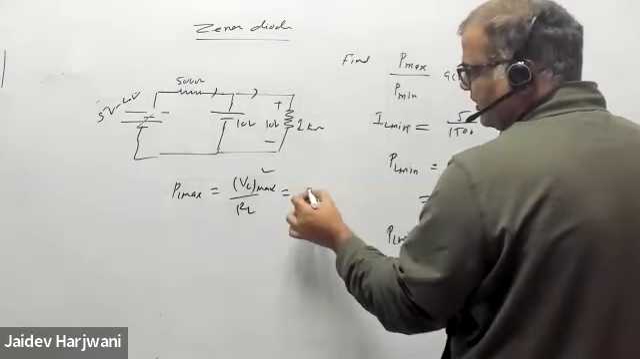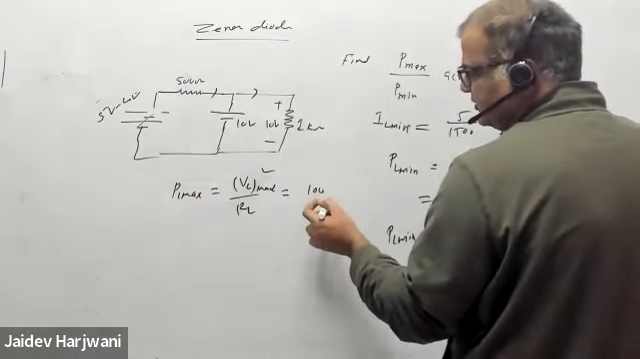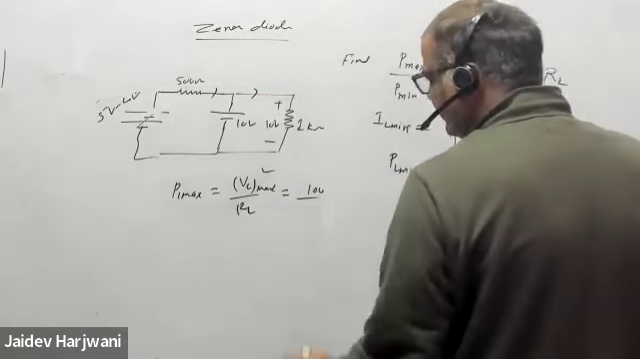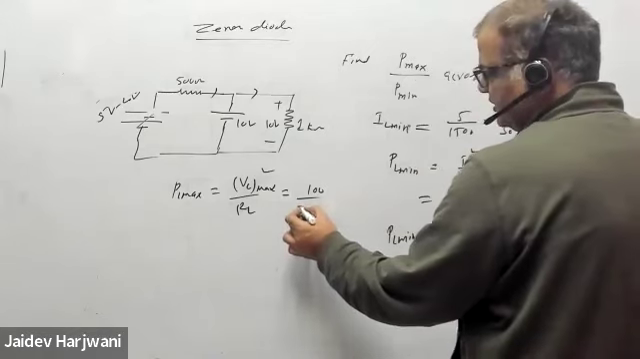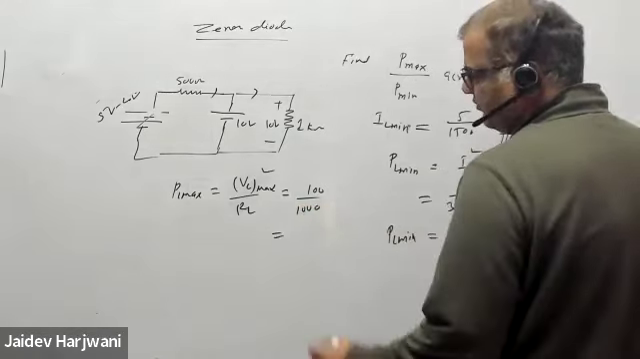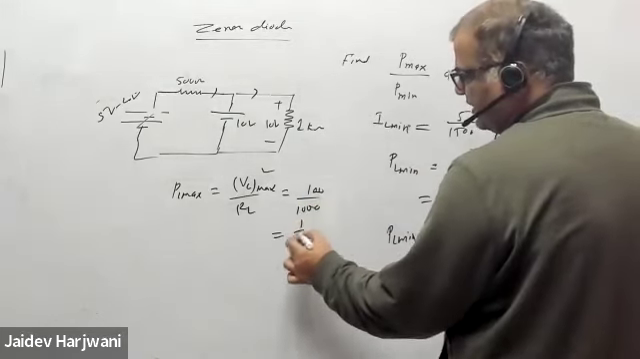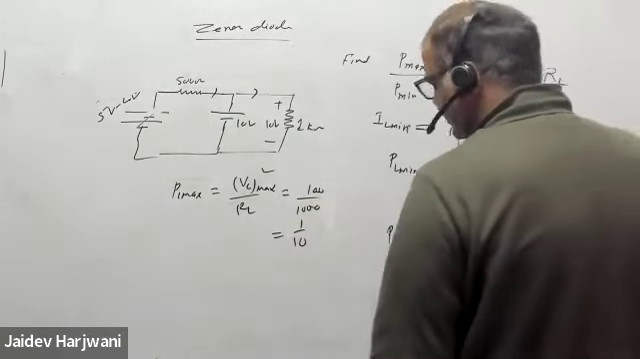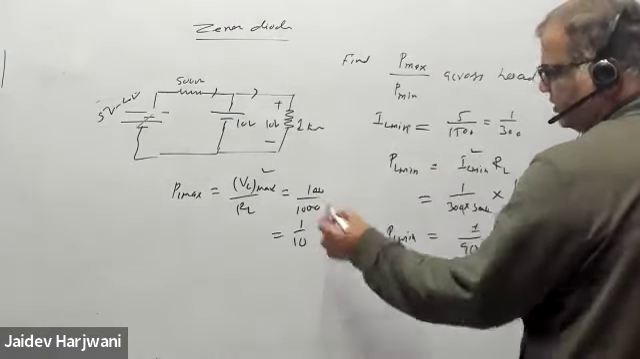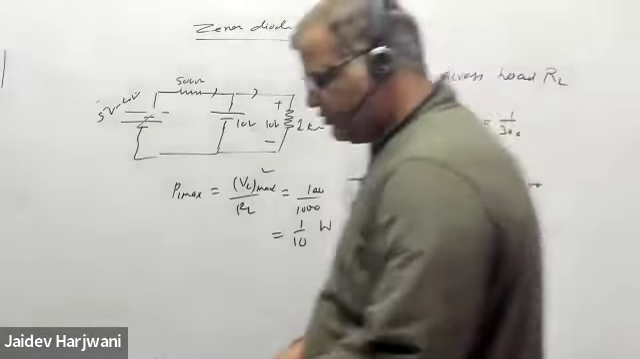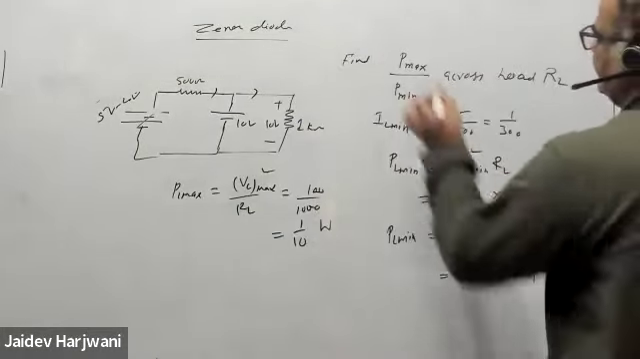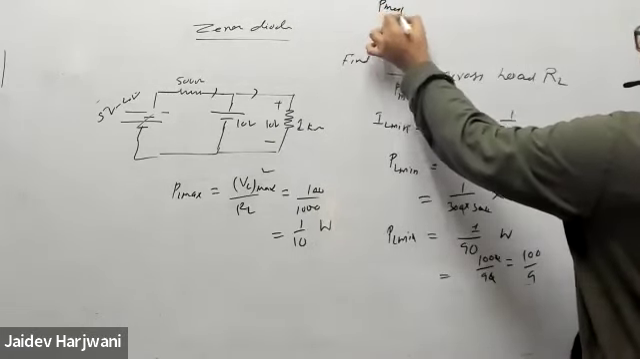So VL max is 10 volt. That becomes 100, and RL is again 1 kilo ohm, that is 1000 ohm. So this will give you 1 by 10. 1 by 10 what? The ratio you can find now easily. So P max upon P minimum.